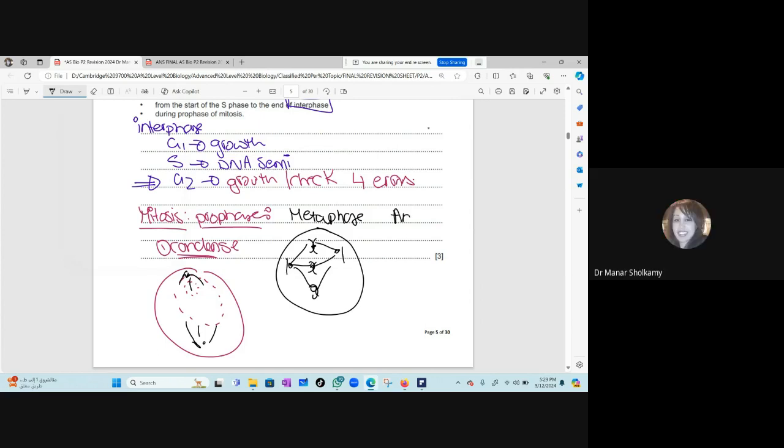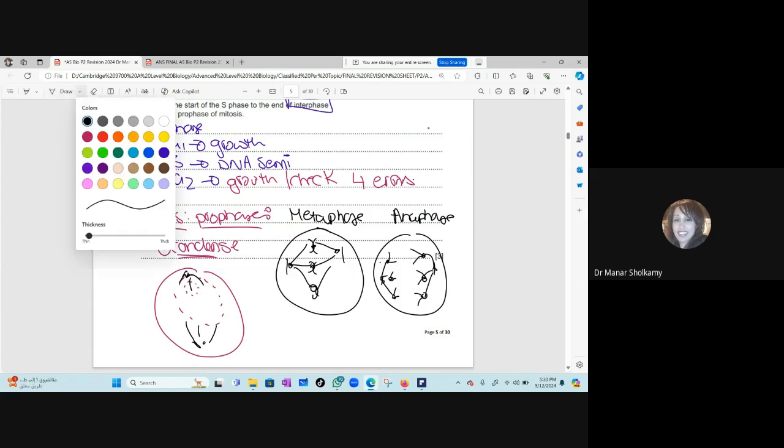What happens in anaphase? The centromere splits in half, so each chromatid is pulled to opposite poles of the cell by the spindle fibers. Excellent. Don't forget to mention that the spindle fibers will contract, they will become shorter. Good. What happens in the next phase?